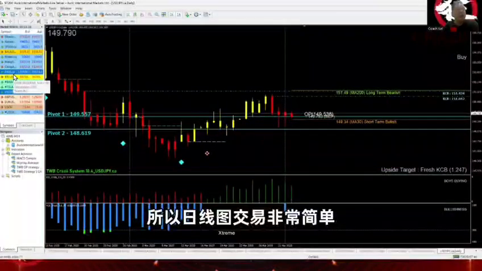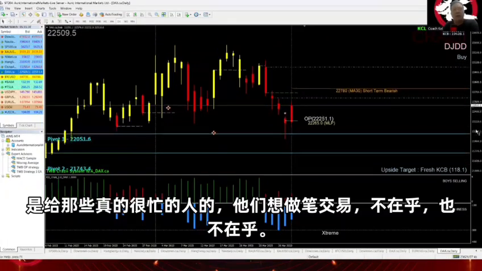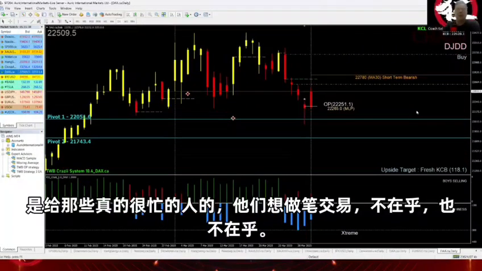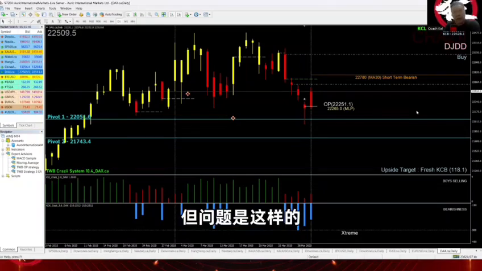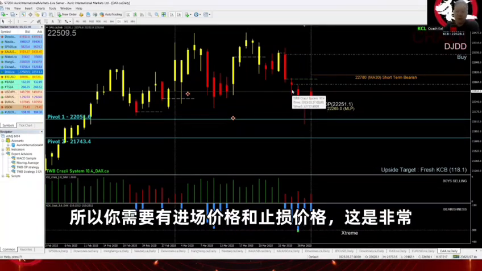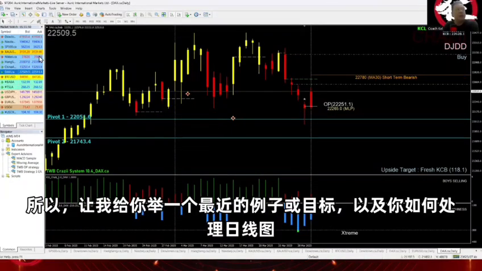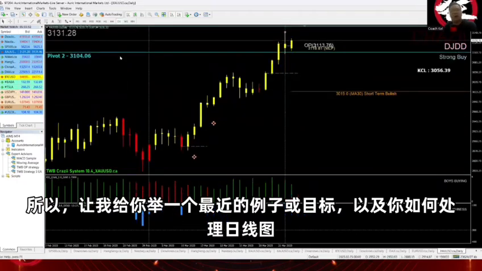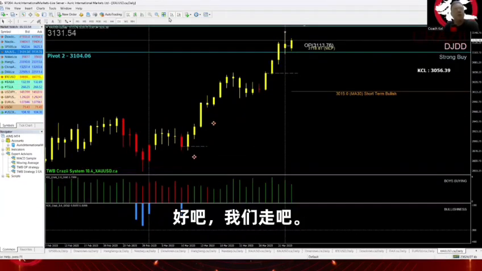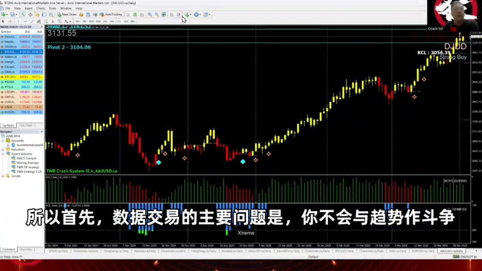Day chart trading is very simple. It's for people who are very busy and want to put a trade in and not bother. But you also need to know that if you want to do day chart trading, you need to have an entry price and a stop loss price, and that is very, very important. Let me bring you an example of gold recently and how you can trade the day chart.